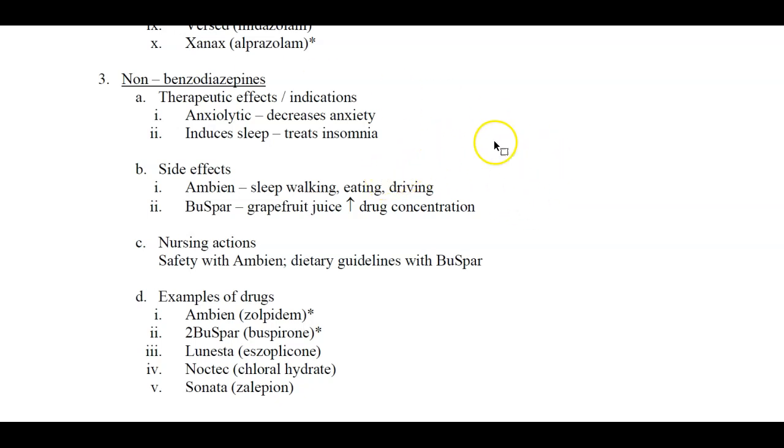Buspar or buspirone, this medication can interact with grapefruit juice. So administering this medication while the patient drinks grapefruit juice can increase the drug concentration. So we need to again educate our patient pertaining to that interaction. Nursing actions include safety with Ambien and dietary guidelines with Buspar or buspirone. Examples of drugs under this class include Ambien or zolpidem, buspirone or Buspar.